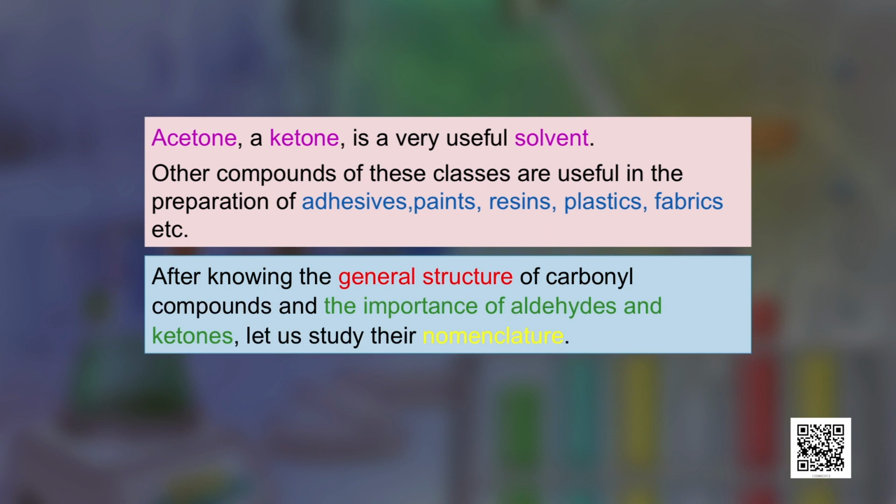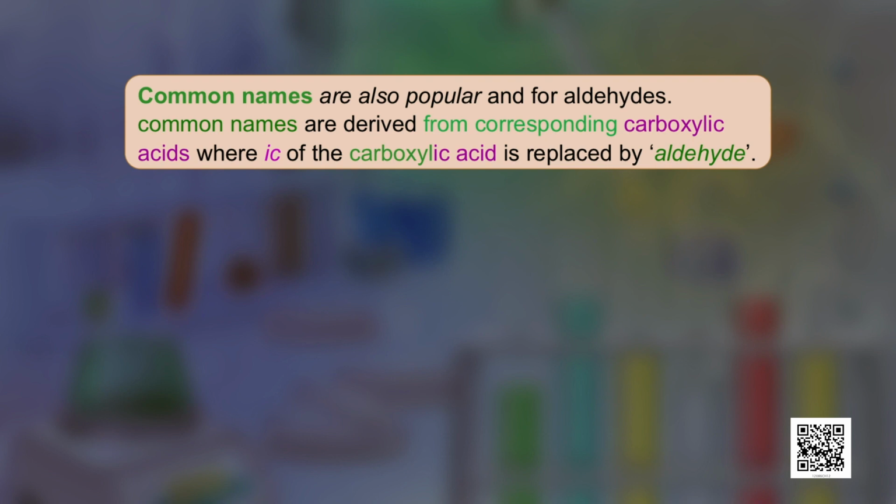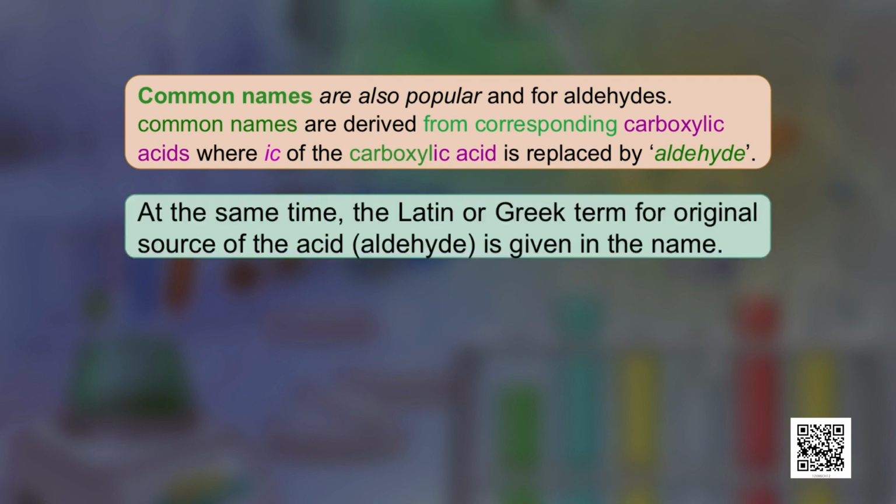After knowing the general structure of carbonyl compounds and the importance of aldehydes and ketones, let us study now about their nomenclature. There are 2 systems of nomenclature of aldehydes and ketones. These are common names and the IUPAC names. The common names are also very popular for aldehydes and are derived from the corresponding carboxylic acids, where the IC of the carboxylic acid is replaced by the word aldehyde, and at the same time the Latin or the Greek term for the original source of the acid is also given in the name.